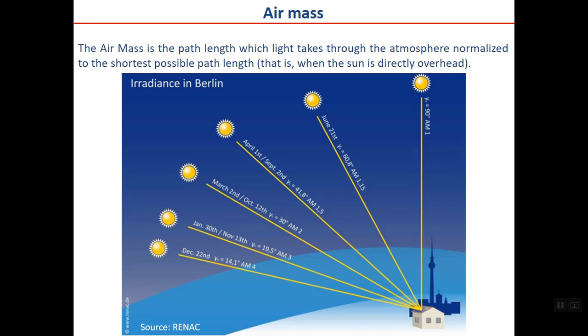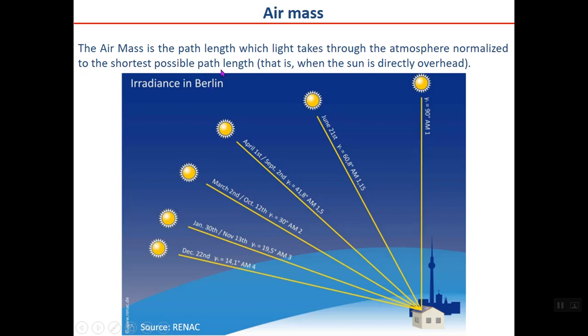So just to show you the meaning, here you can see an example of air mass for Berlin. Again, I put it here in a maybe simpler form. The air mass is the path length which light takes through the atmosphere. For example, this path you can see here, this light color is atmosphere and this is the outer space. This, for example, is the actual path which the sun has on October 12th in Berlin.